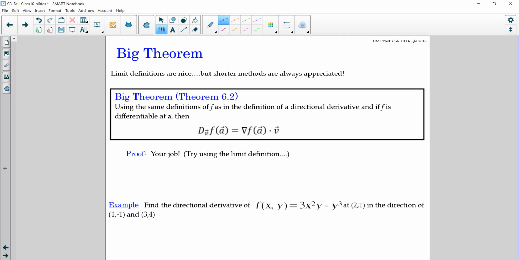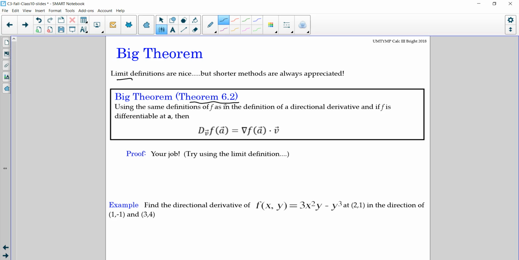Alright, in this video we are going to continue to discuss directional derivatives, but maybe make our lives a little bit easier than always computing limits. There's a nice theorem in the textbook that offers us a way out of limits and that limit definition. And it's theorem 6.2. I call it the Big Theorem just because it is really big and it's really nice.